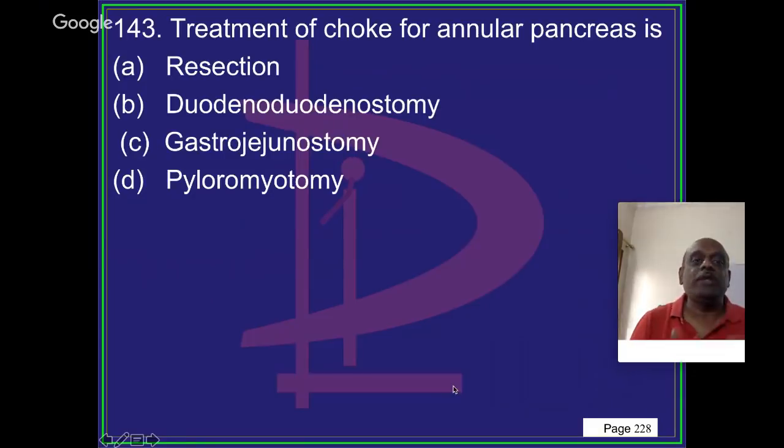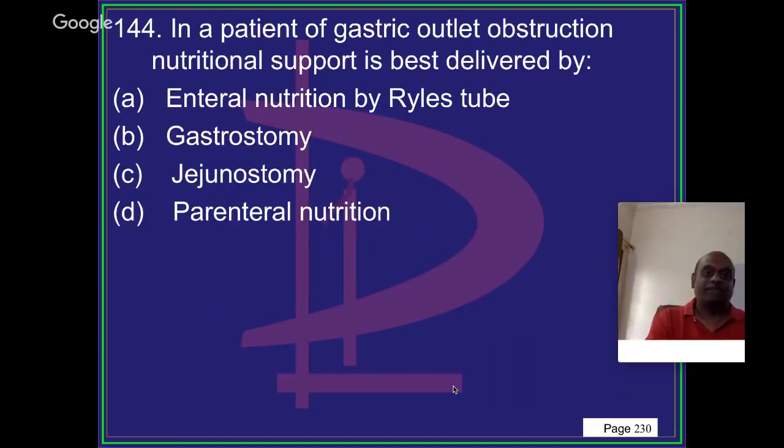Now, what is the treatment of choice for annular pancreas? Obviously, duodenostomy, which helps you bypass the pancreas around the duodenum that is causing the obstruction. Whenever there's a gastric outlet obstruction, what is the best way to deliver nutritional support, is my question to all of you. Question 144. So we should remember that it is jejunostomy. Very good, everyone has answered it correctly.